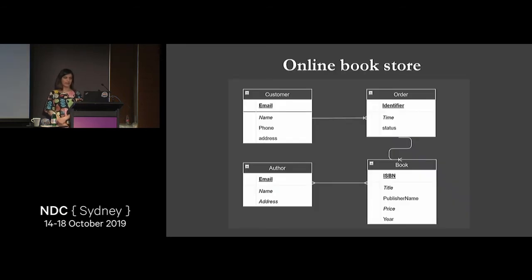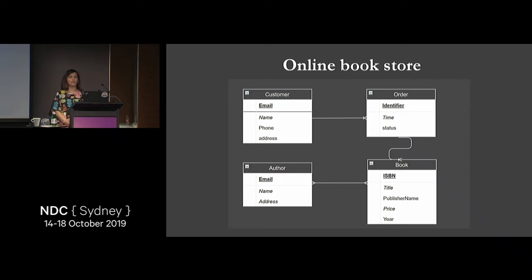Back to the example that I talked about, I want to show you the design of a NoSQL storage for a simplified online booking store. So you can see it has four tables. It's a class diagram for simple classes: customer, which can have multiple orders. Each order can have multiple books in it. And between author and books, there is a many-to-many relationship.